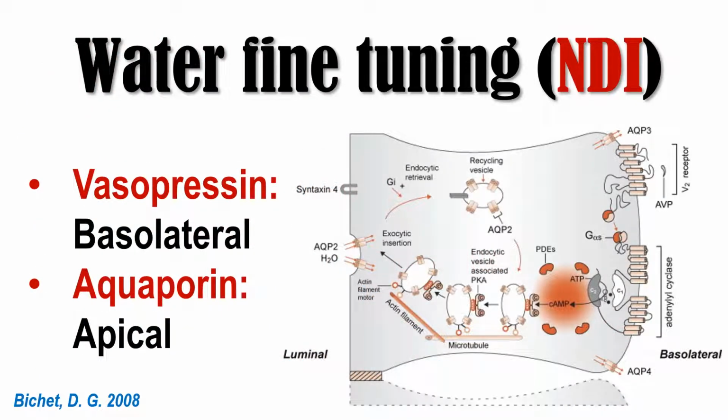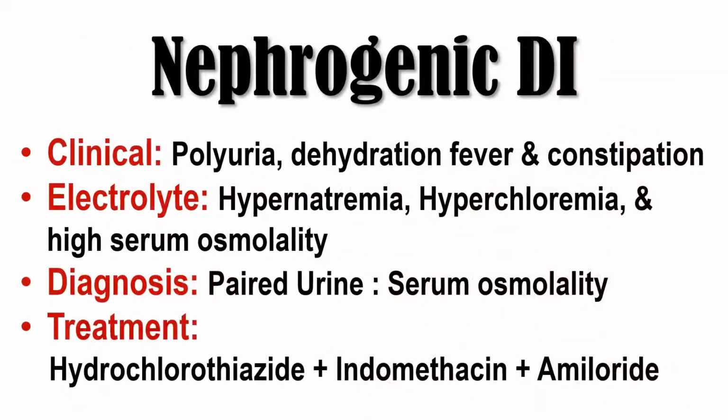Finally, water fine-tuning happens in the collecting duct. Any defect in this produces nephrogenic diabetes insipidus. Nephrogenic diabetes insipidus presents with polyuria, dehydration, fever, and constipation, with this biochemical pattern.